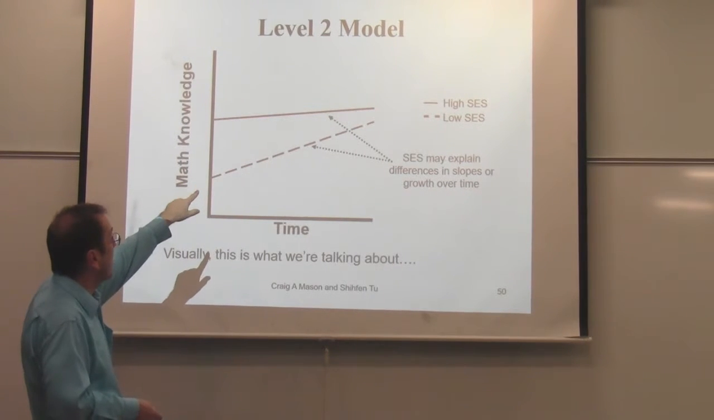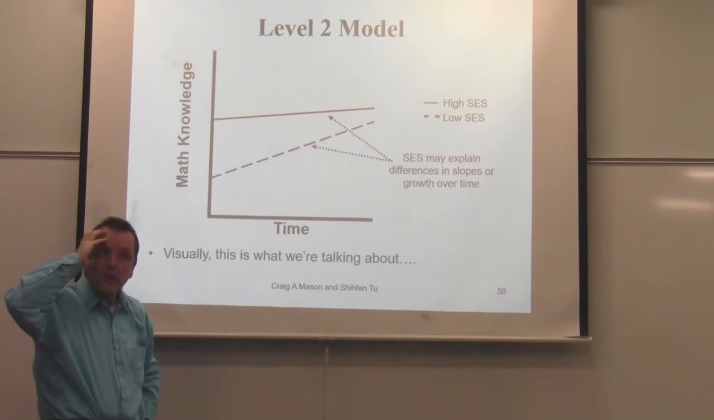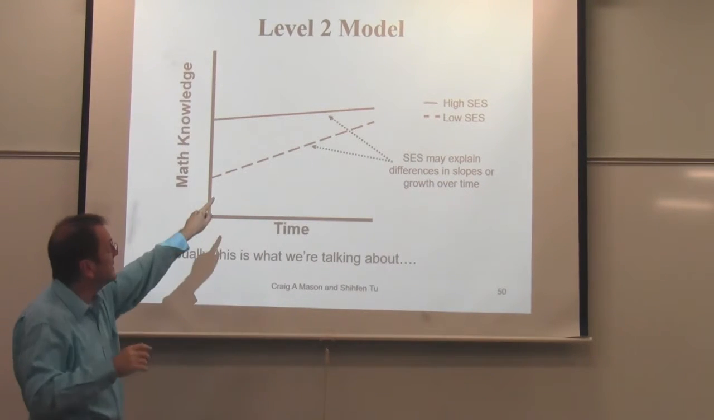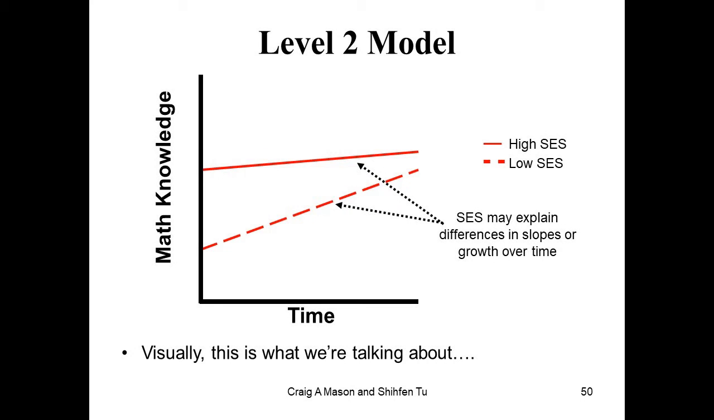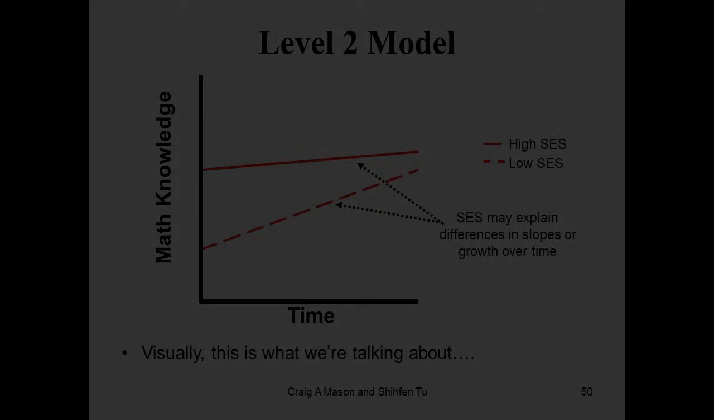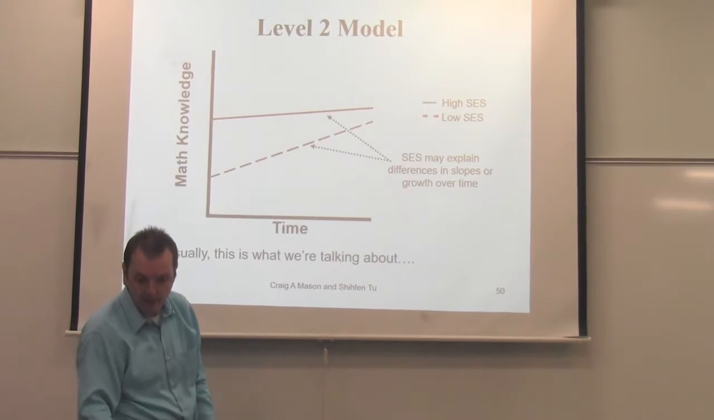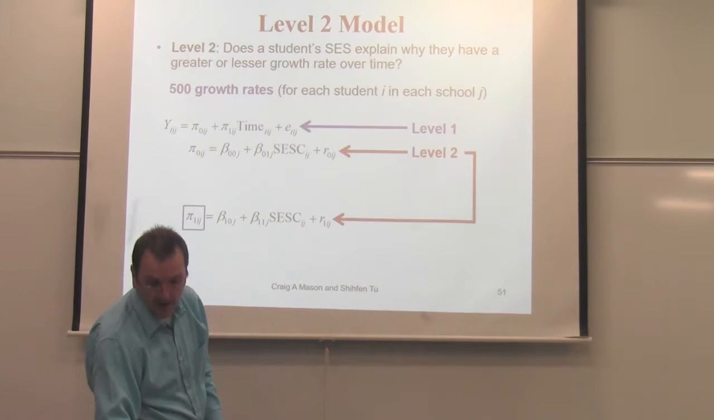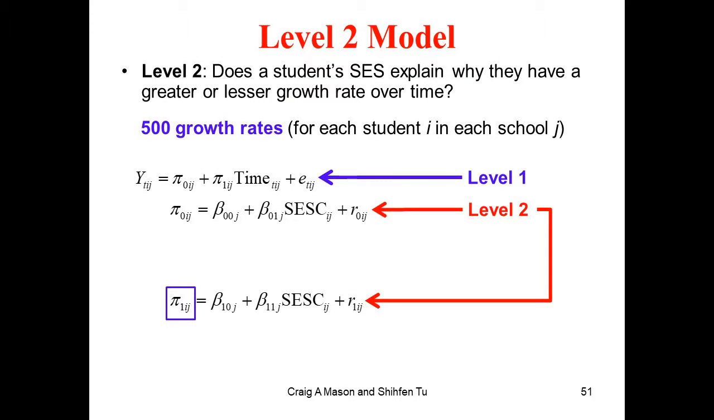Visually, this is what we're talking about. If it helps to think conceptually, what am I asking? We've got different growth. Does SES explain why one kid's flat and the other kid's not? Does income explain that variability? Okay? So just like before, we had 500 intercepts, now our outcome is 500 slopes.